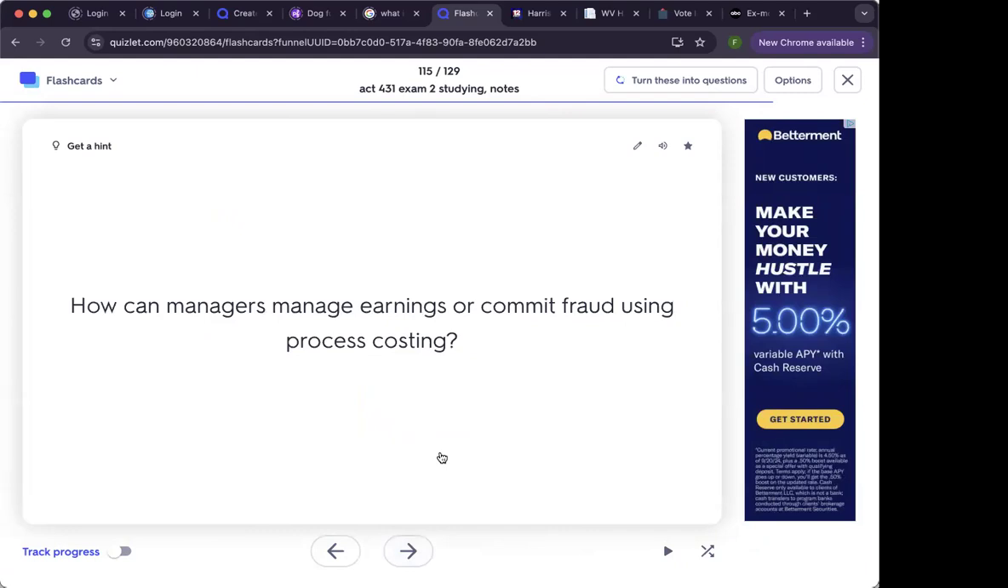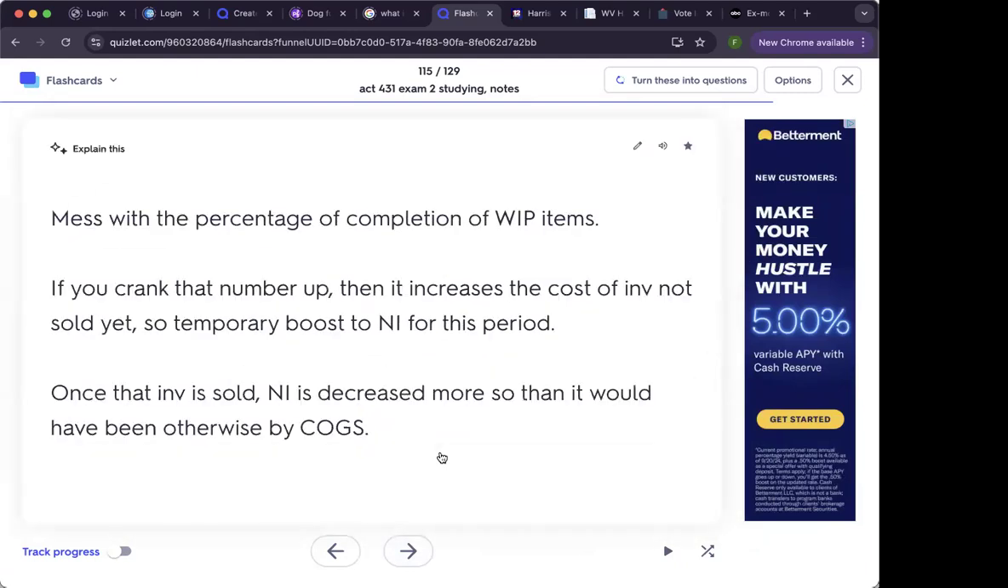How can managers manage earnings or commit fraud using process costing? Mess with the percentage of completion of work in progress items. If you crank that number up, oh my gosh.